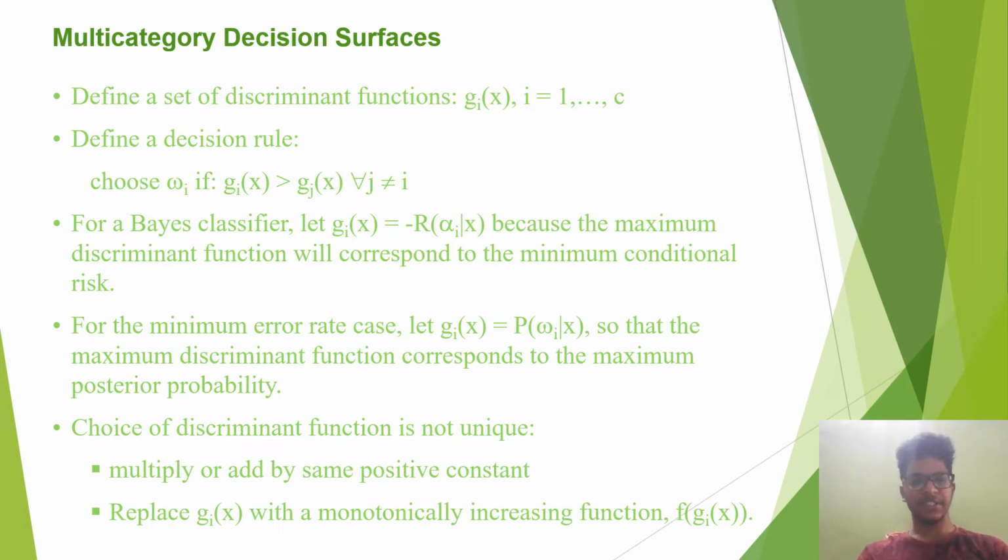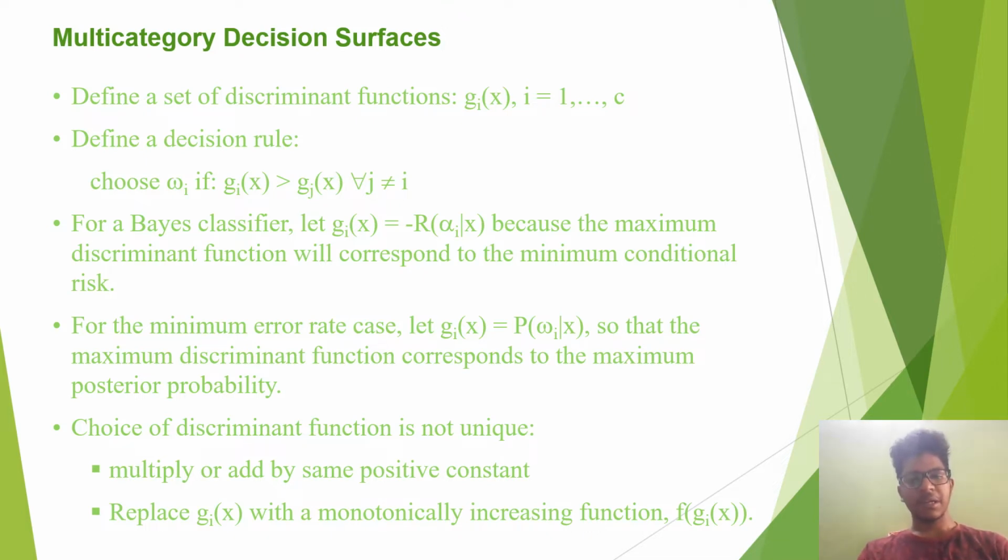Multi-category decision surfaces. Define a set of discriminant functions g_i(x), i equal to 1 to c. Define a decision rule: choose omega_i if g_i(x) is greater than g_j(x) for every j not equal to i. For a Bayes classifier, let g_i(x) equal minus R(alpha_i | x), because the maximum discriminant function corresponds to the minimum conditional risk.